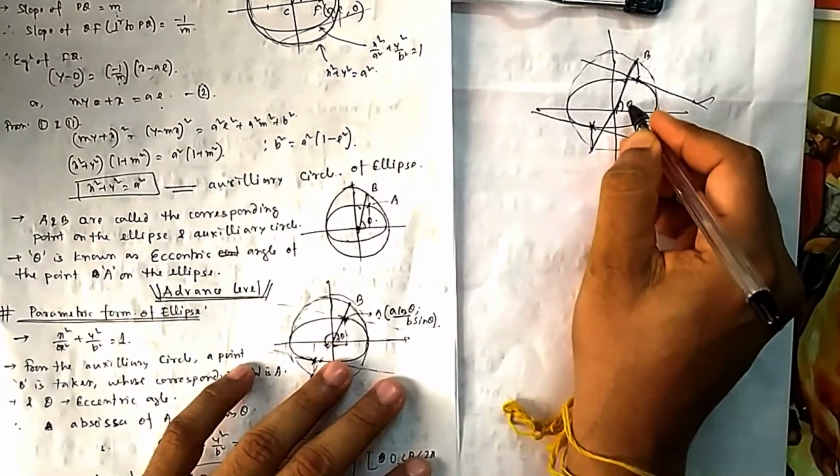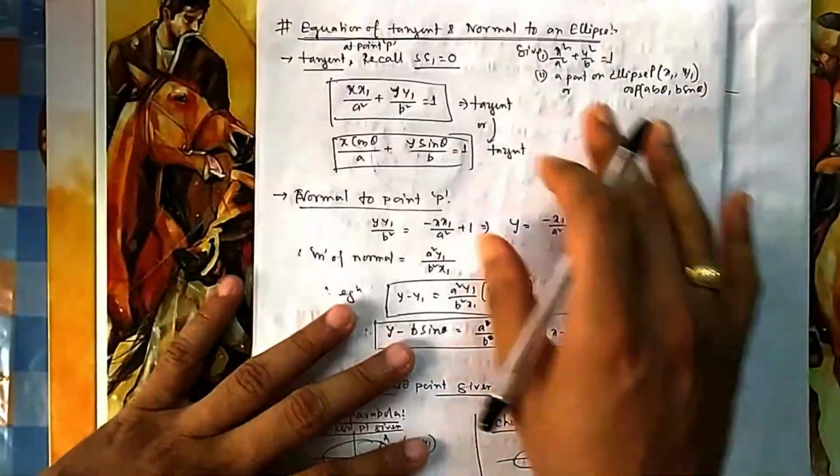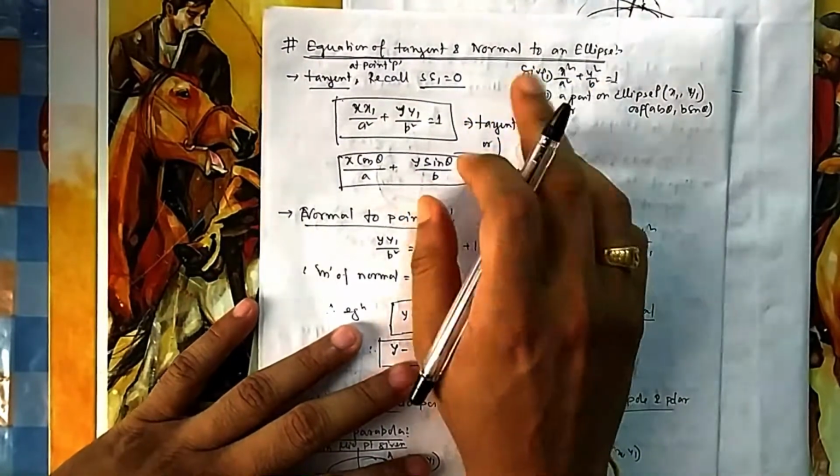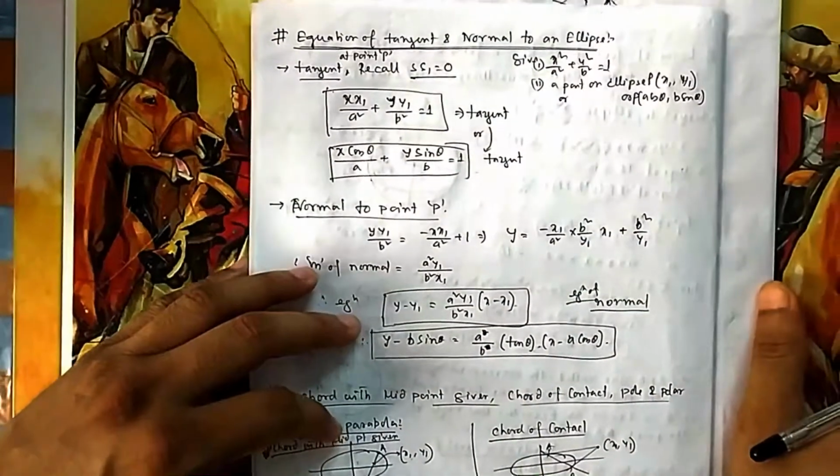So this angle is theta, and this angle you see is 180 plus theta. So the difference is 180. That is mentioned over there. Now if you see the equation of tangent and equation of normal, we will take reference from our parabola or circle, whatever. I told you if you know one, then you can apply it anywhere.